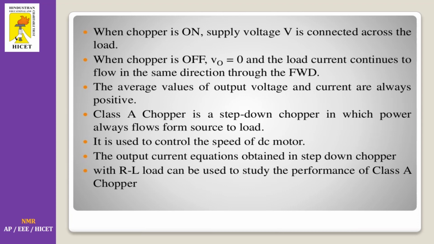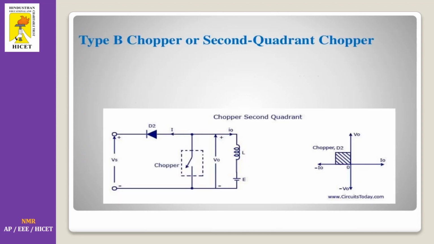The output current equation obtained in the step down chopper with RL load can be used to study the performance of Class A chopper. Next, Type B chopper. The Type B chopper is also called as second quadrant chopper. In the second quadrant chopper, your current becomes negative, your voltage is always positive.